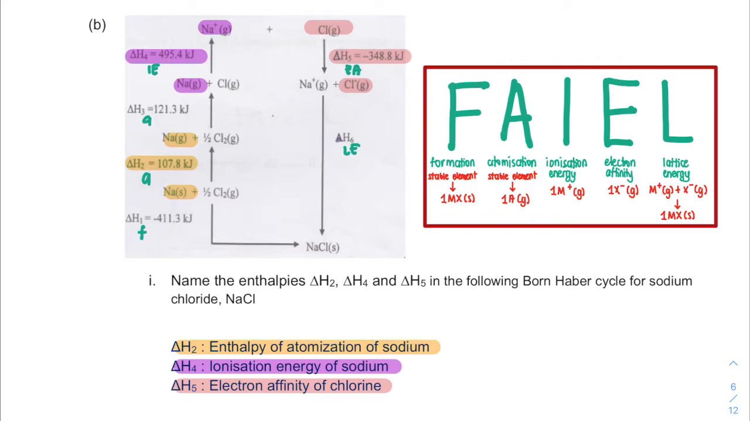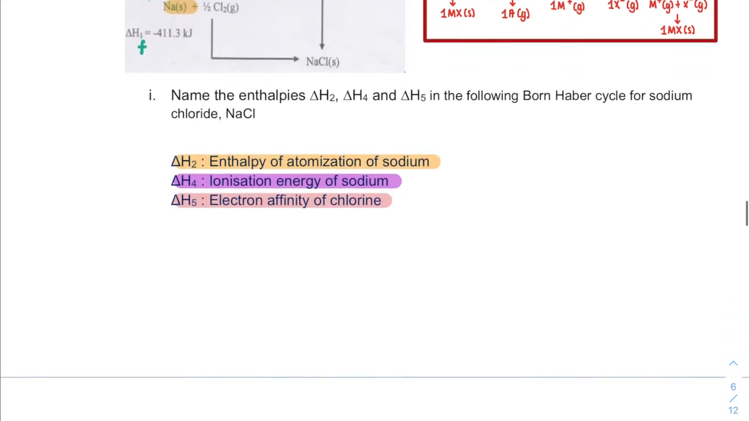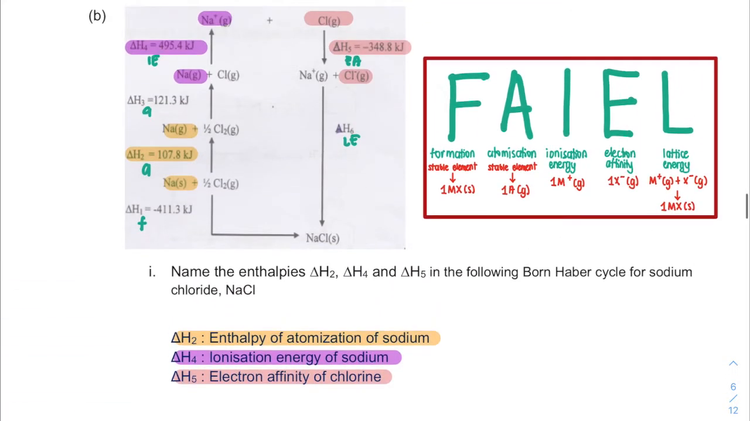Okay, so to determine what the enthalpy is, you have to check the difference between the new equation and the one before that. From that we can know which enthalpy we are talking about. Okay, so that is for number 1. Make sure you specify the enthalpy of atomization, whether it is sodium or chlorine. The same goes for ionization energy and electron affinity, you have to state for which atom.